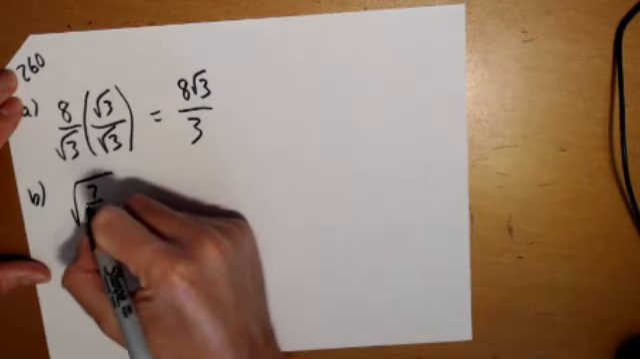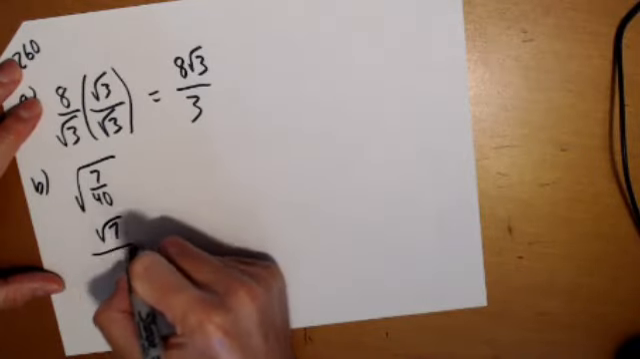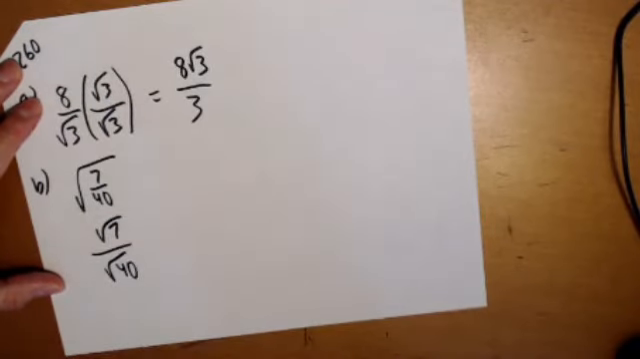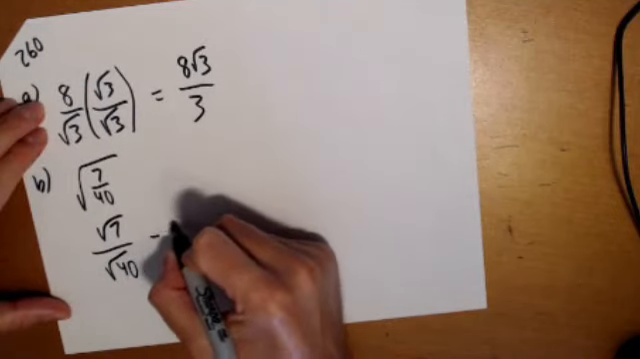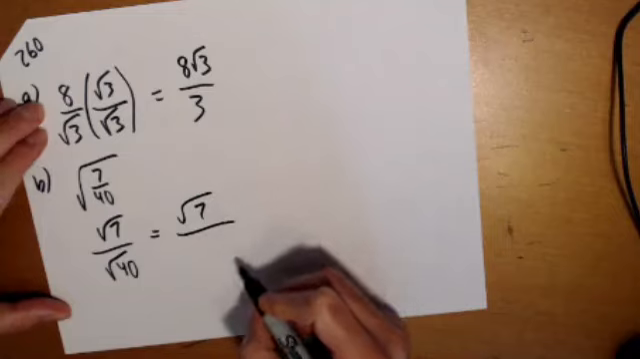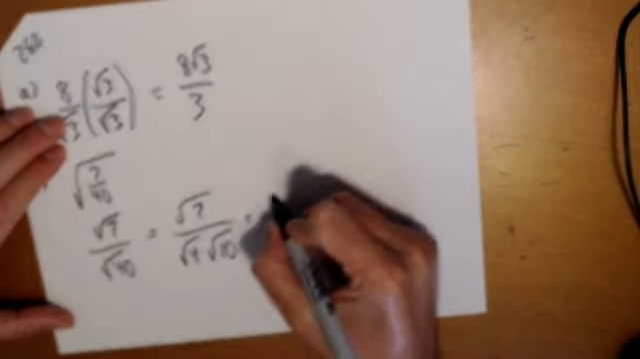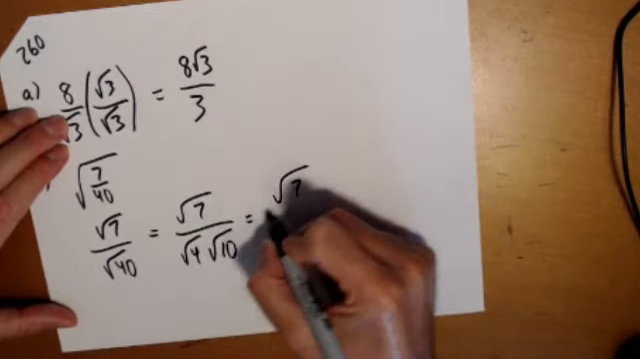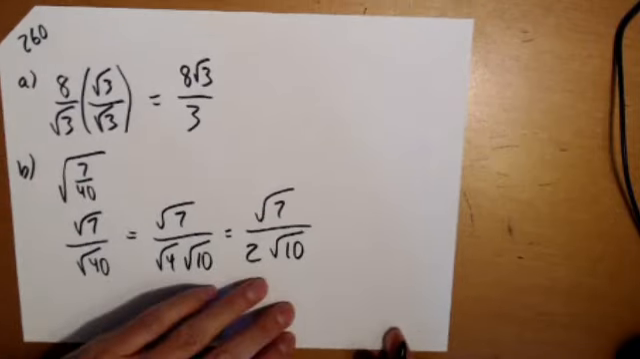Radical 7 over 40. We should call this radical 7 over radical 40, first step. Let's clean this radical 40 up. We have radical 7, and I see a 4 in there, so that's radical 4 times radical 10. The square root of 4 is 2, radical 10. Now we're sort of like we were in the very beginning, question A. We've cleaned it up as much as possible.